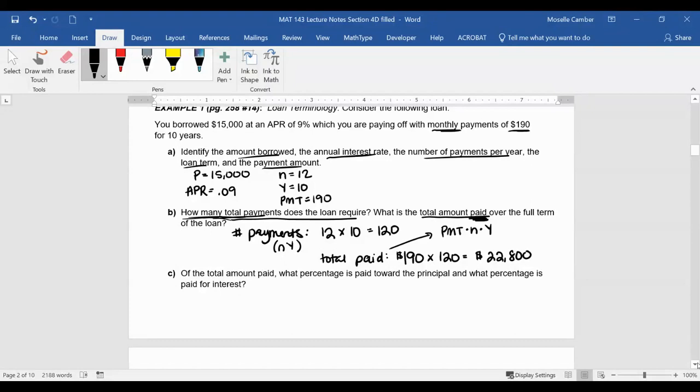Okay, part C: of the total amount paid, what percentage is paid towards the principal and what percentage is paid for interest? Now we'll have two is's, so we're going to have two percentages. Both of them are with this of the total amount paid. So first we want the percent that is principal of the total paid. And then we want the percent that is interest over the total paid.